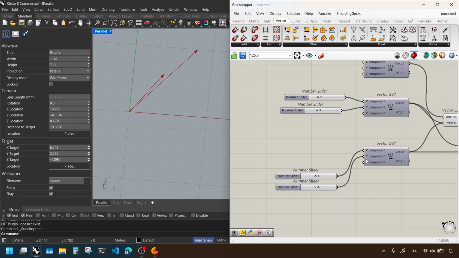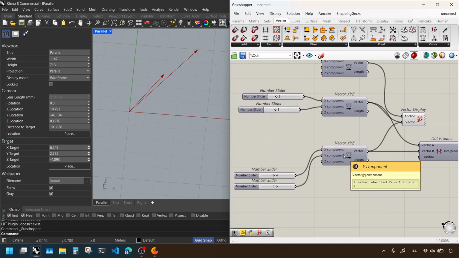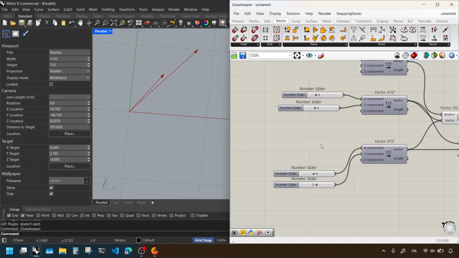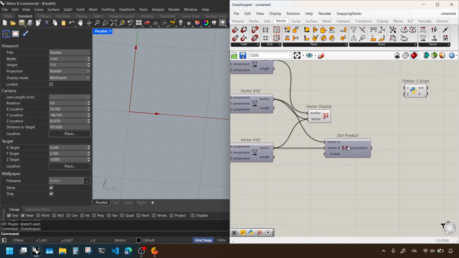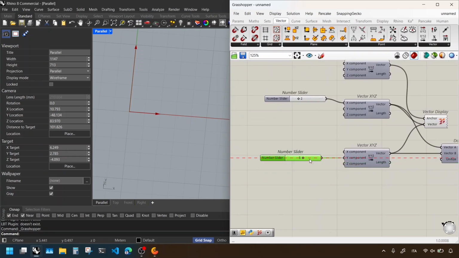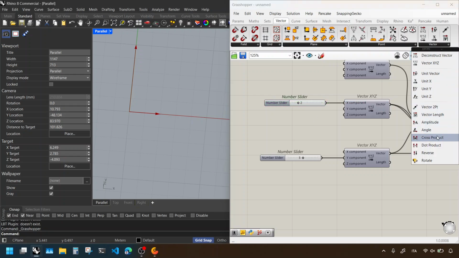Let's also test if two vectors that are perpendicular to each other give us a 0. To do that, we will just say that we have a vector with just the x component, and another with just the y component. This should be 0, and indeed the dot product is 0. And we can also now check the cross product. So let's do cross product there.